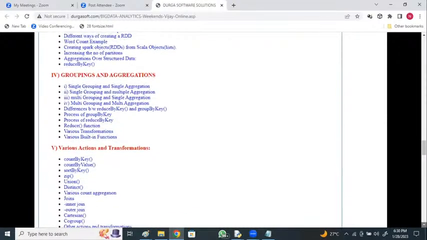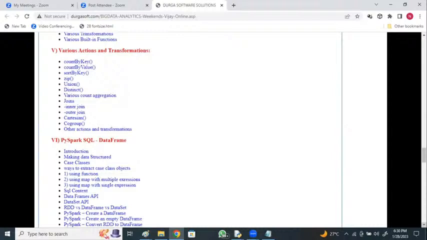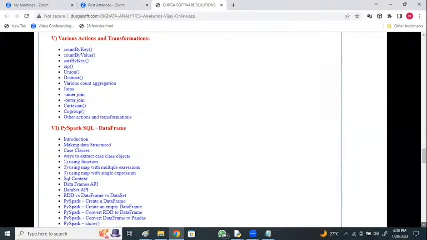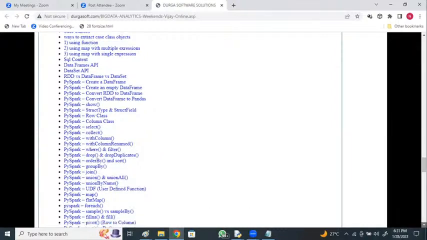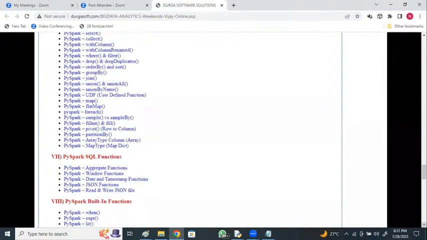Various actions and transformations one by one: count by key, count by value, sort by key. With these built-in transformations and actions, we need not write huge code. Various inner join, Cartesian, PySpark SQL DataFrames. Making the data structured using maps, RDDs, PySpark show, Row class, select, collect, withColumnRenamed, where, order by, group, join, union, one by one. All these APIs, with working examples.